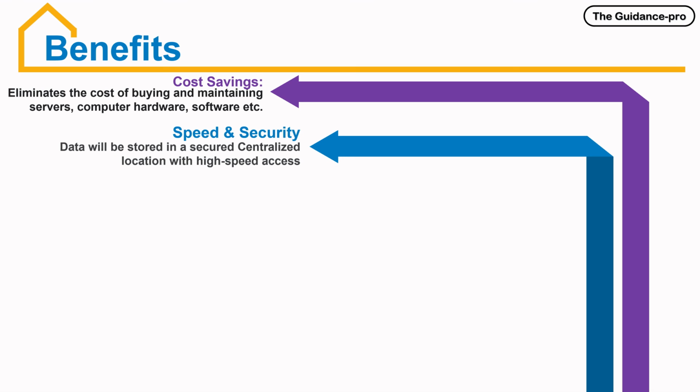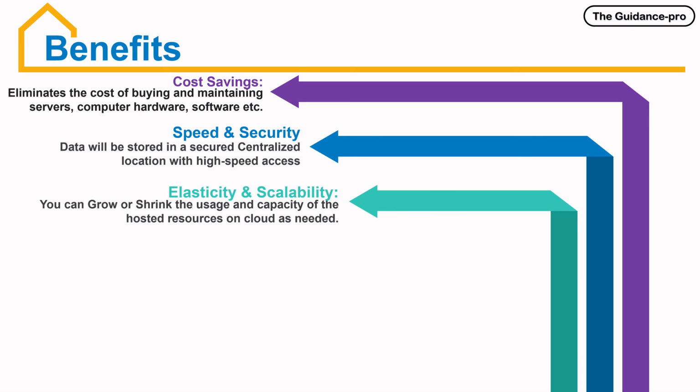Next comes speed and security. Data is stored in very secure and centralized locations or regions. This makes it very secure, and the cloud services are accessible to the general public at any time and anywhere at high speeds. Elasticity and scalability. Cloud provides an EC2 instance, called Elastic Compute Cloud, which grows or shrinks elastically based upon usage and is highly scalable.